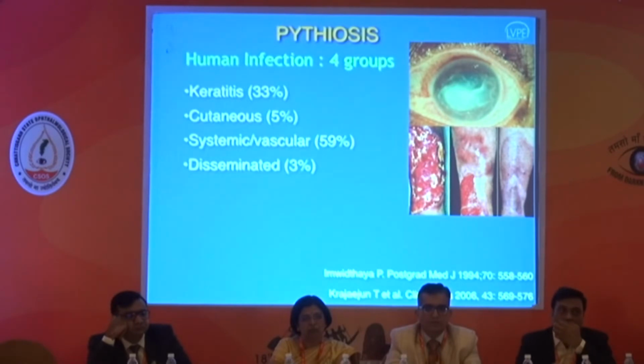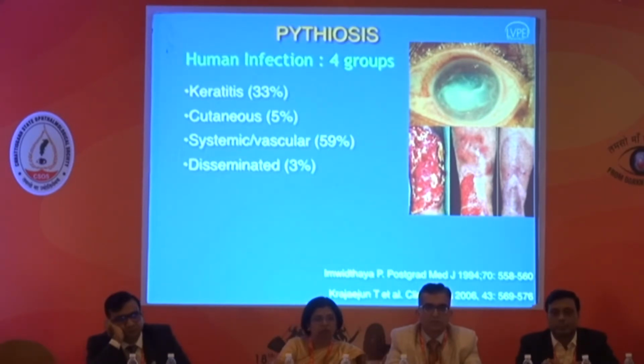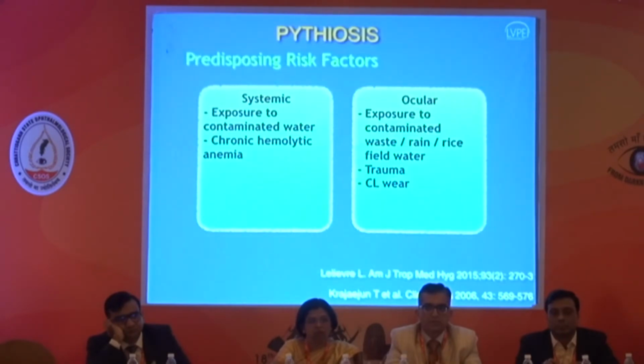It can cause human infection in 4 forms. Most common being keratitis, and in the eye it's about 33%. Systemic disorders, as you see the pictures below, would be around 60%. You have systemic disorders or vasculitis. It can cause skin infections and can get disseminated and cause infection in the entire body.